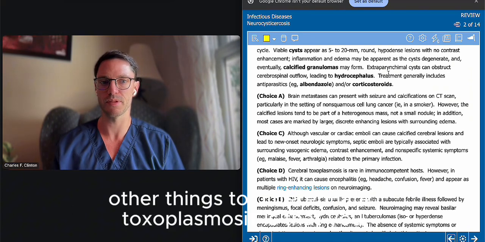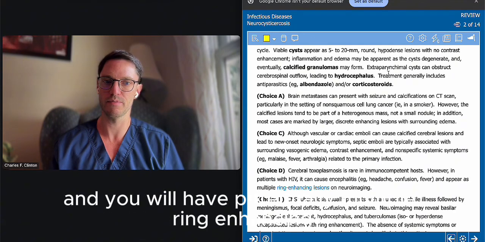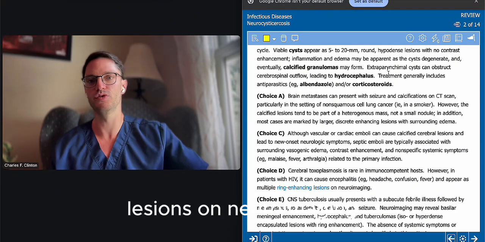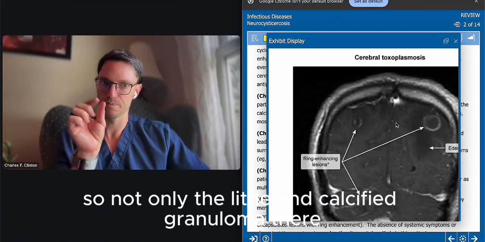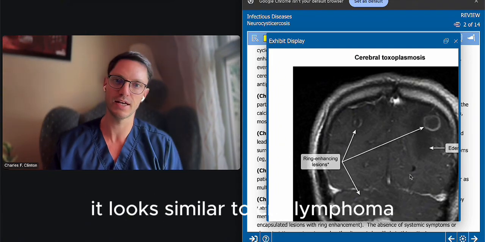Other things to differentiate toxoplasmosis is that, well, you would expect it in an immunocompromised individual, and you will have potentially multiple ring-enhancing lesions on neuroimaging. So not only the little calcified granuloma there, look at this. This is a ring-enhancing lesion. It looks similar to CNS lymphoma.